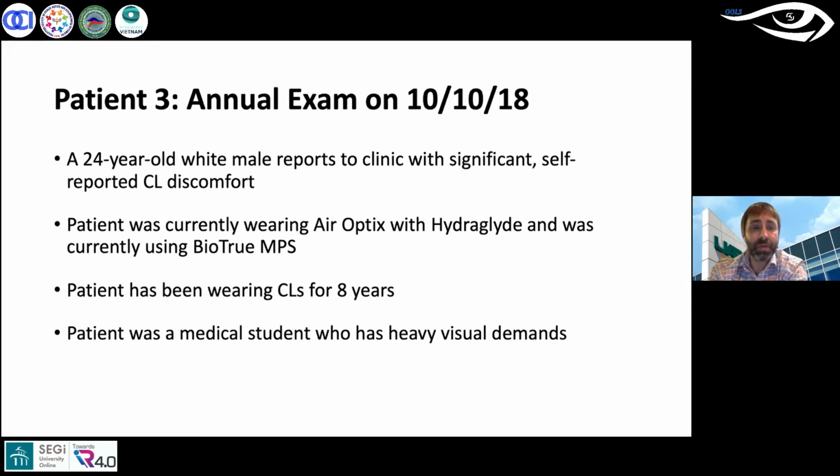Moving on to patient 3, we have a 24-year-old white male, reports to clinic with significant self-reported contact lens discomfort. From the chart we note that he's wearing Air Optix with Hydraglyde, pretty standard monthly lens. The patient was using multi-purpose solution, up-to-date solution, pretty good. He's been wearing contact lenses for 8 years, and he actually has very heavy visual demands. He's a medical student. He was at that time, I think, a fourth-year medical student, and now I still see him. He's a resident here at UAB.